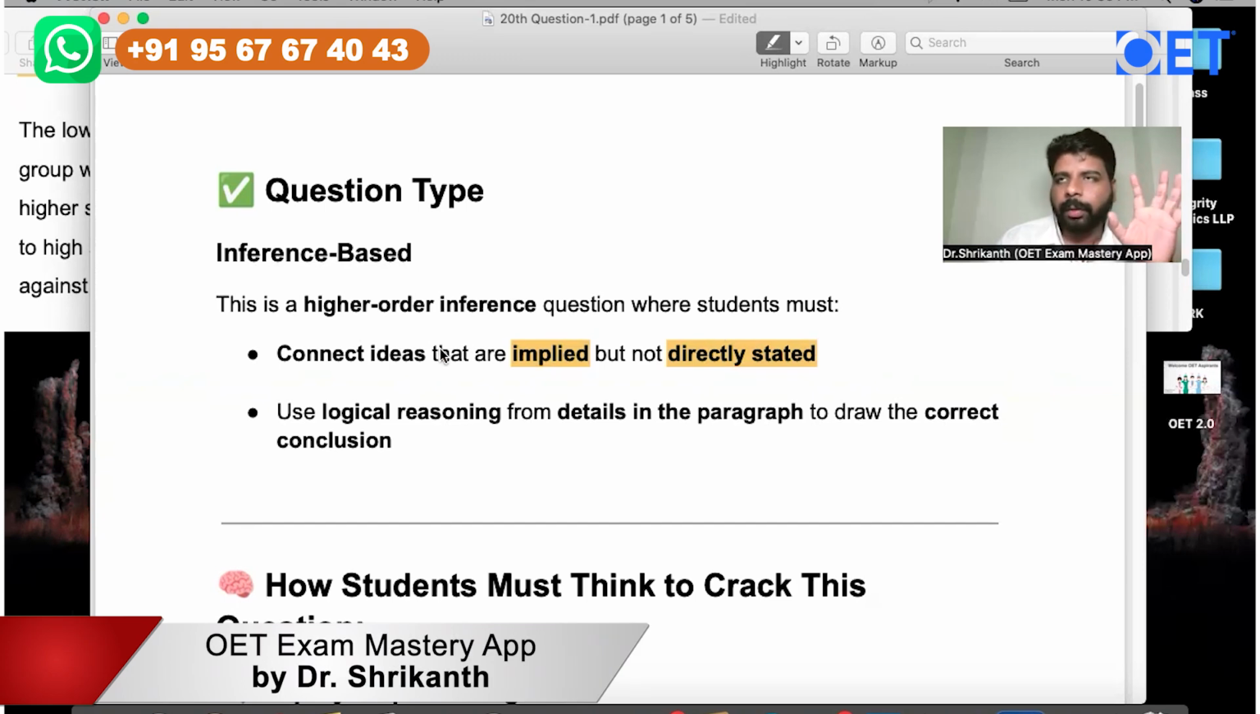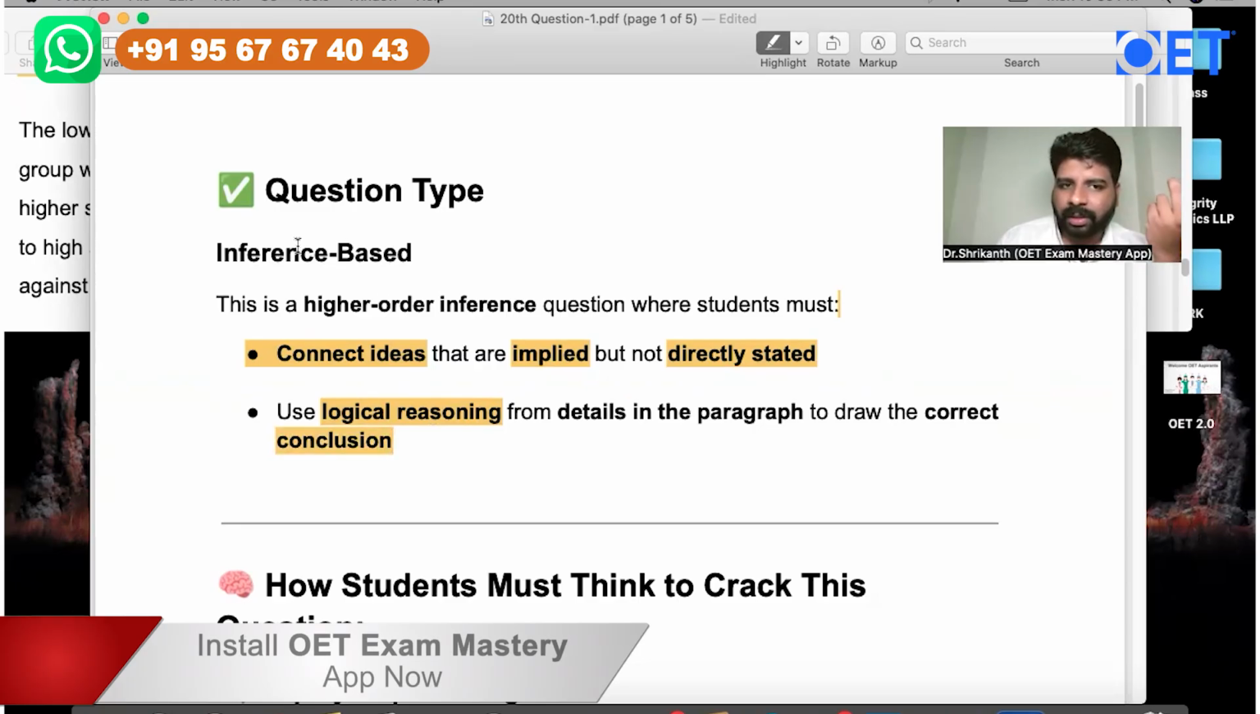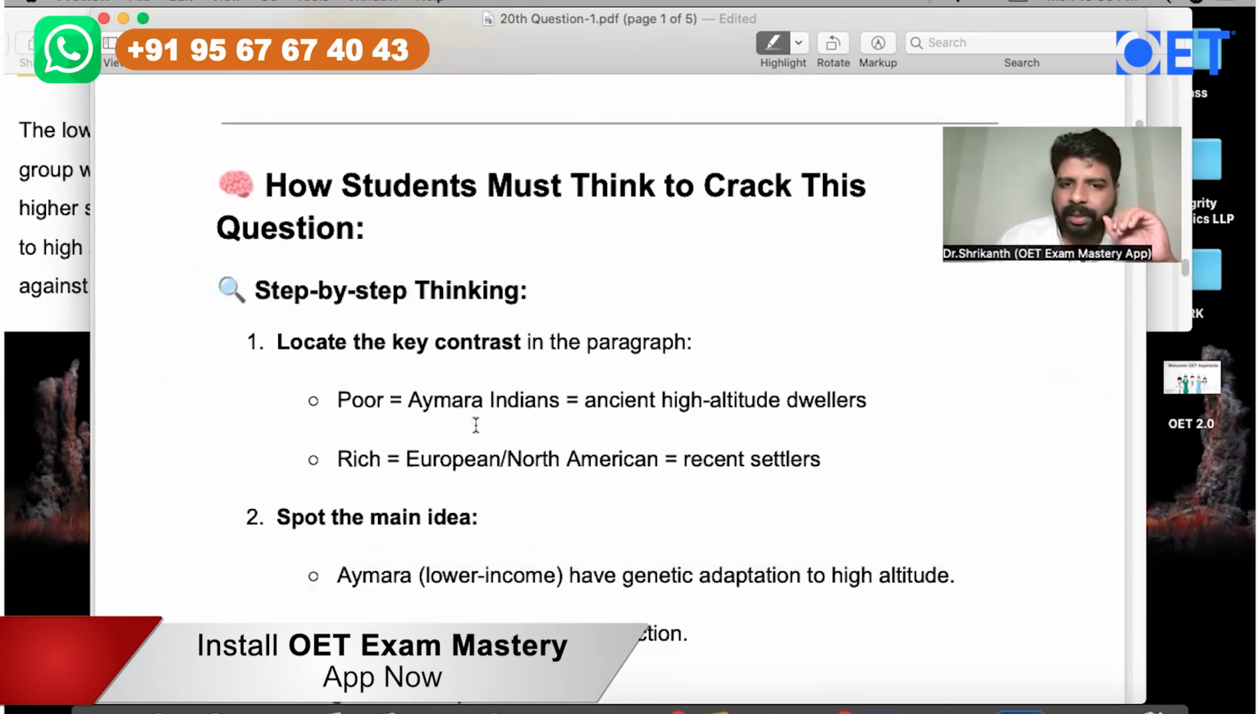Even though it is implied information, you must be able to connect the information, use your logical reasoning, and come to your own conclusion. That is what we call inference type questions. So there is a step-by-step thing over here.